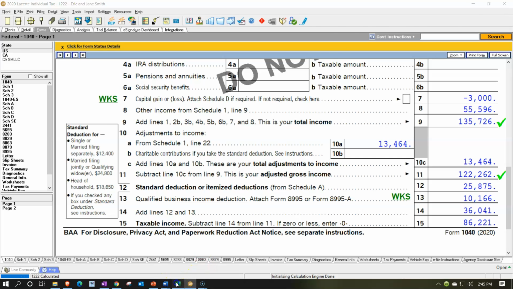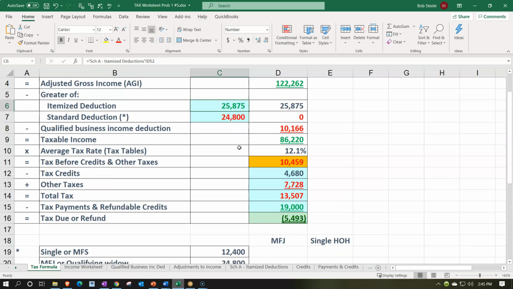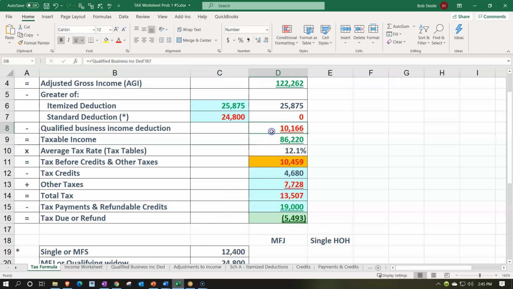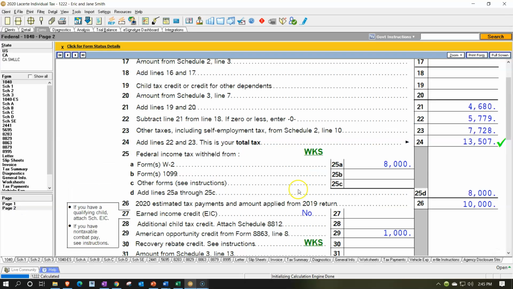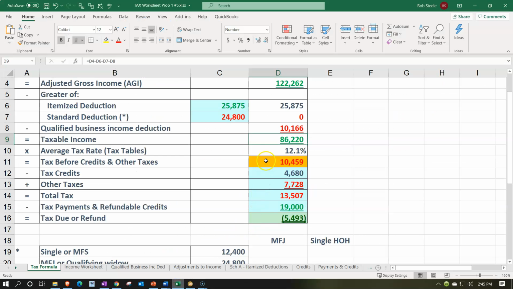So we should have the AGI here, 122,262. Then we had the itemized deductions that we're taking at the 25,875, so that's going to be the 25,875 on the itemized deductions. We had the 10,166 for the qualified business income deduction, given our taxable income at the 86,220. So there's our 86,220. Then on page 2, we had the tax calculated at the 10,459. So that's the 10,459. We're dependent on the software to calculate that.